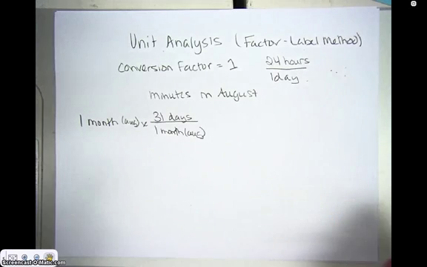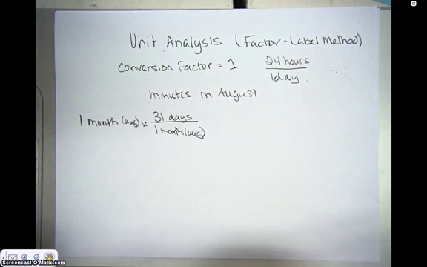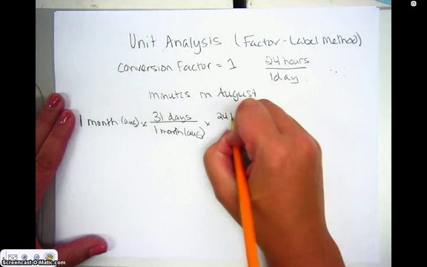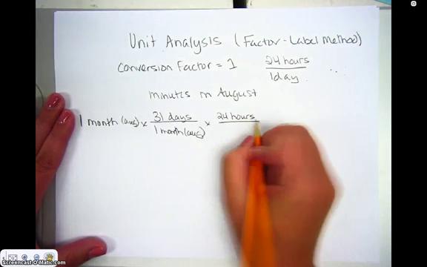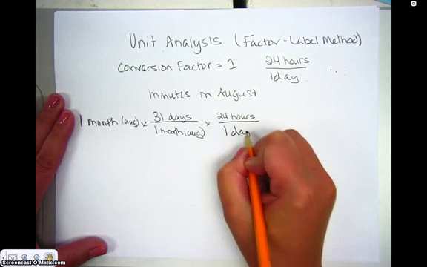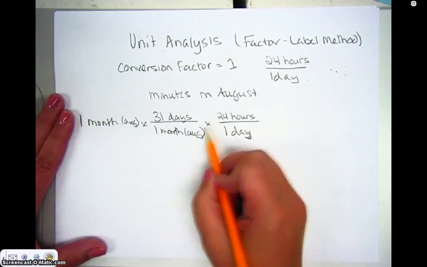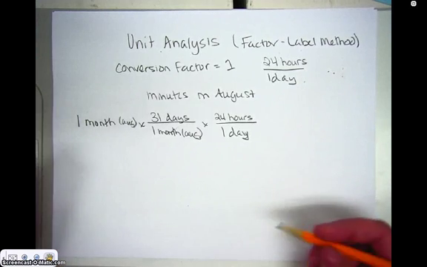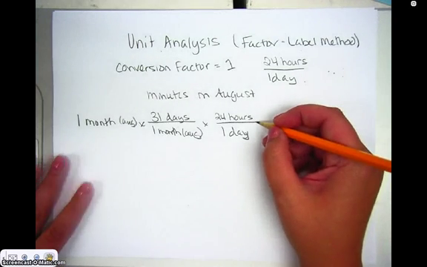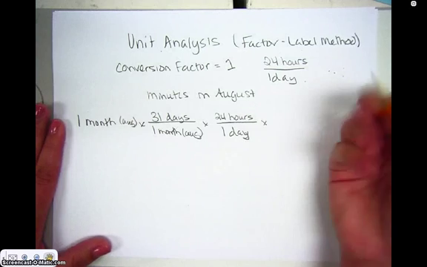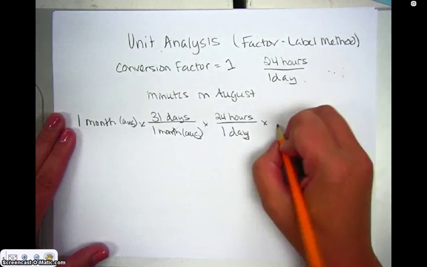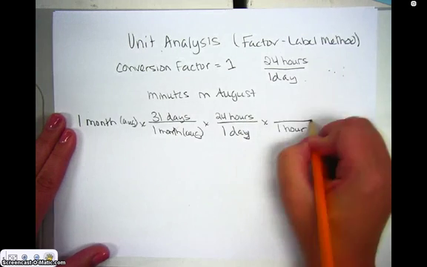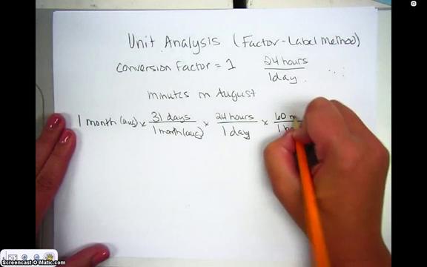So now I want to get rid of days and put it into hours. There are 24 hours in every 1 day. And I multiply by my next conversion factor. Then the next step is to get to minutes. So in every 1 hour, I'm trying to make the hour cancel out, there are 60 minutes.